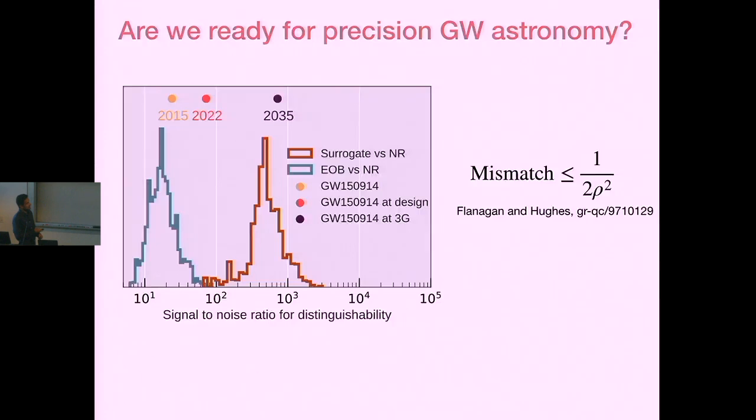And so that is when the surrogate will start having trouble. And you can see that the surrogate will be at the same stage in 2035 as the current models are right now. So for at least 15 years, we should be fine with this model.